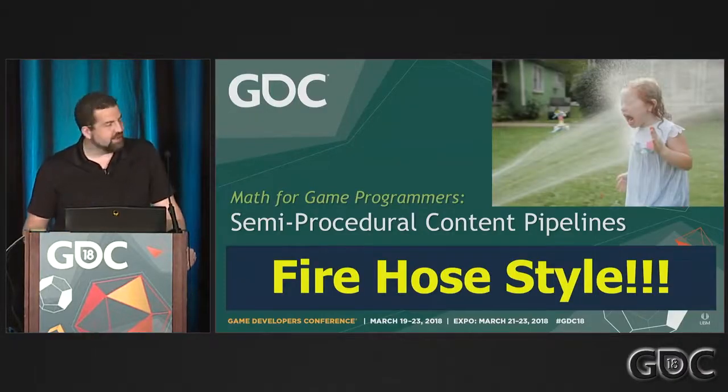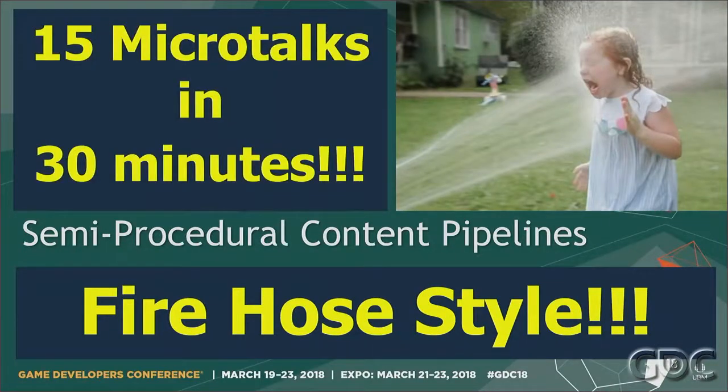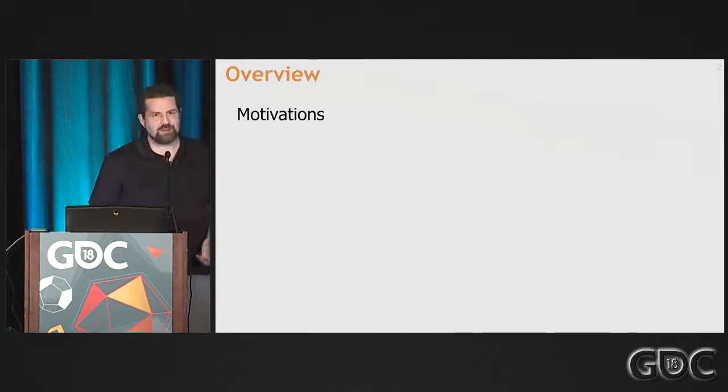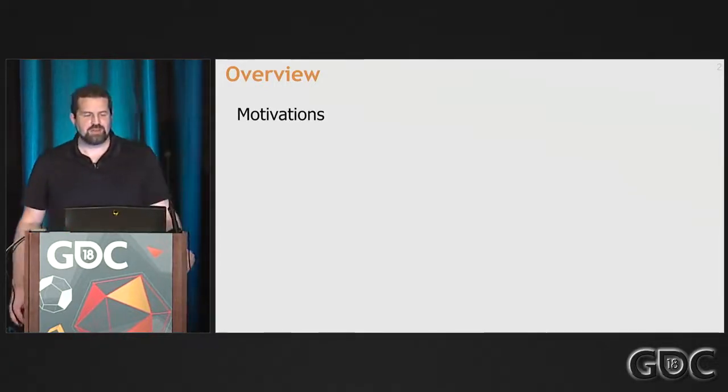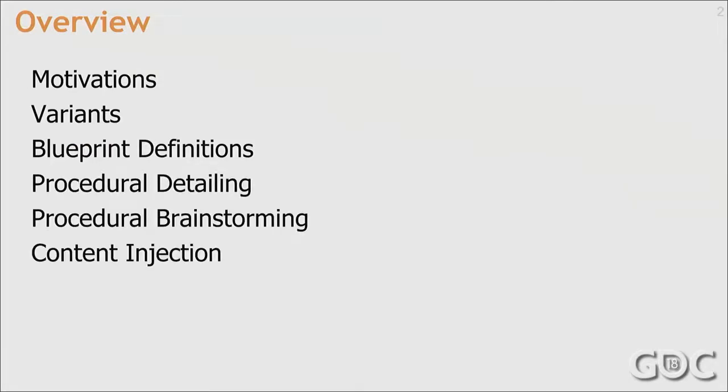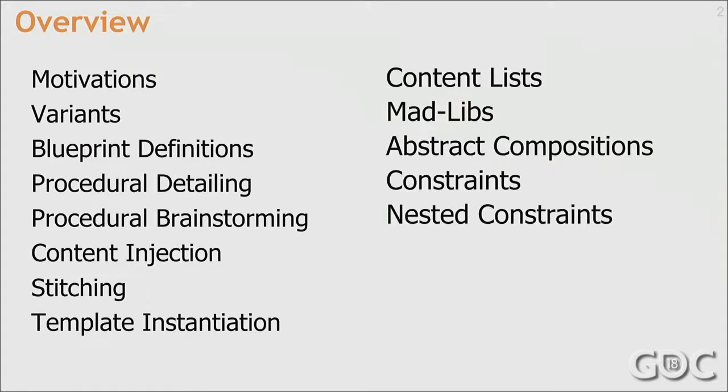It's going to be a little fire hose style because I have 15 micro ideas I want to give to you, and I have 30 minutes. I think I'll be fine. I think it's actually a pretty short talk. Okay, so an overview. I want to, again, as usual, state my motivations. What am I trying to do? What am I after? I'm going to talk about variants, blueprint definitions, procedural detailing, content injection, stitching, and a bunch of things.